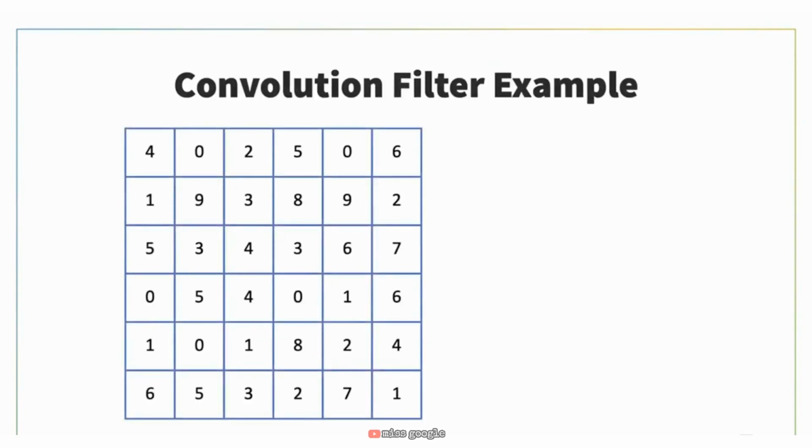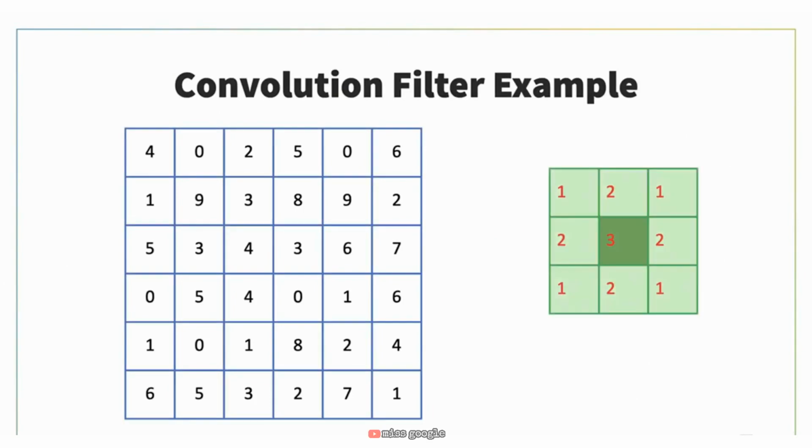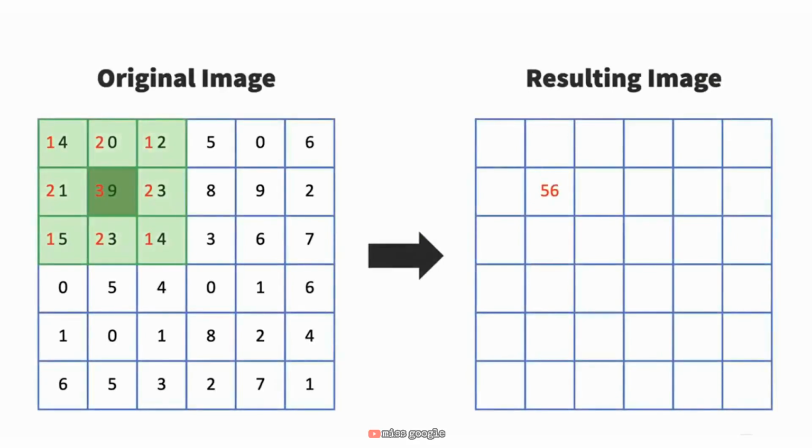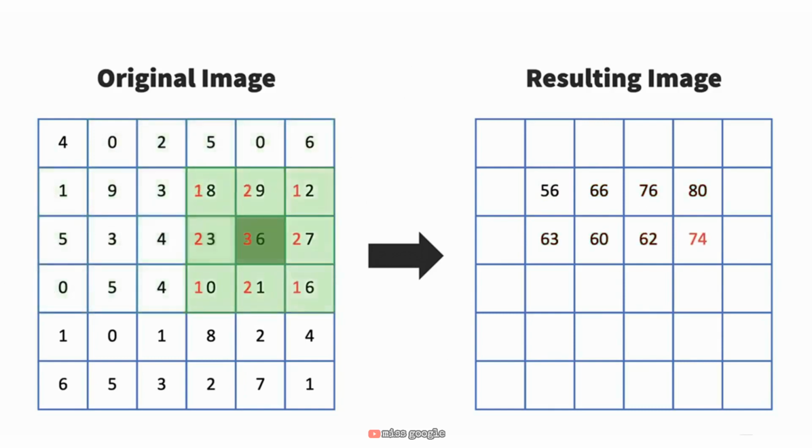Let me show you an example. Let's suppose we have the grayscale image at the left and we want to run the 3x3 kernel at the right throughout this picture to produce a new one. If we start with this overlap, the resulting value in the new image will be the result of adding all the products of the overlapped values. That's 1 times 4, plus 2 times 0, plus 1 times 2, and so on. That comes to 56. At the neighboring pixel to the right, we get 66. At the next one, 76. And so on and so forth.